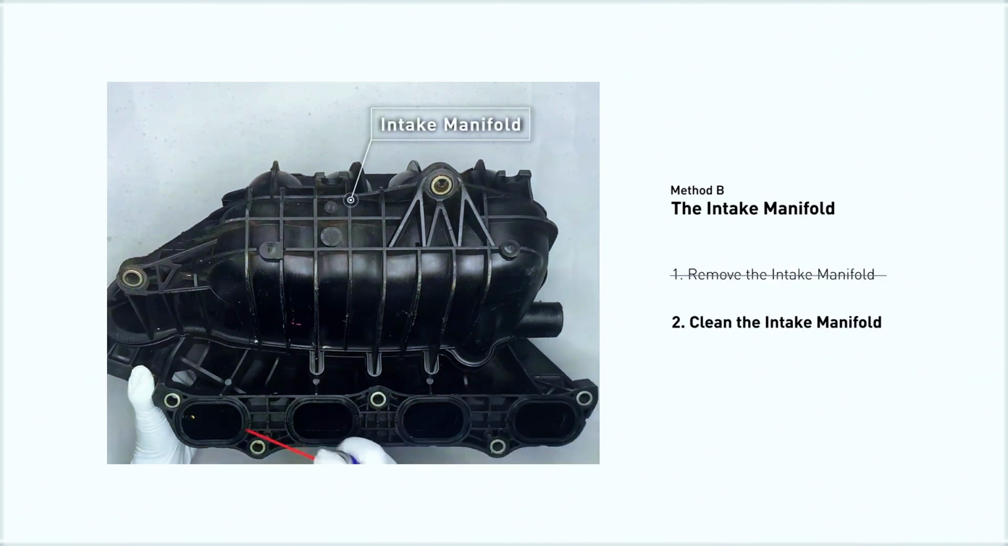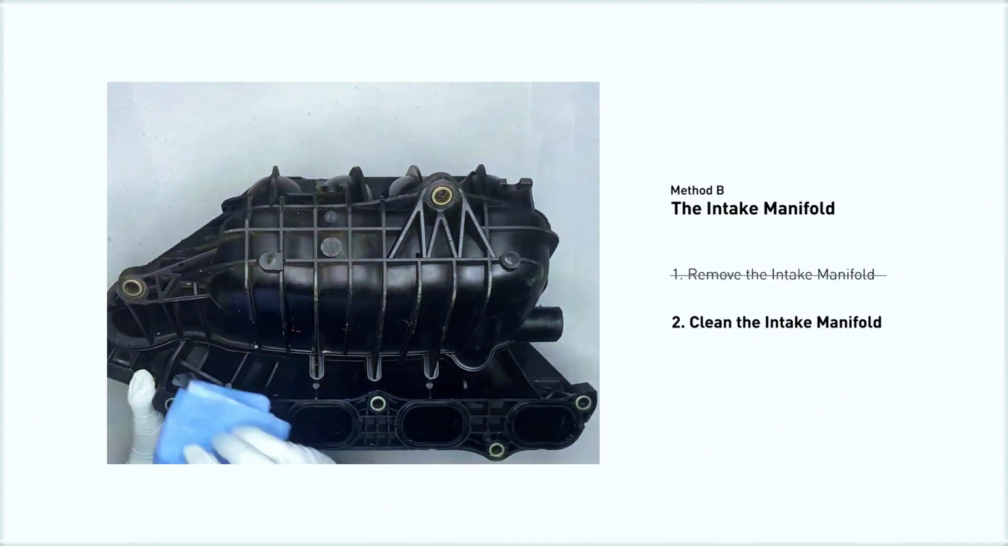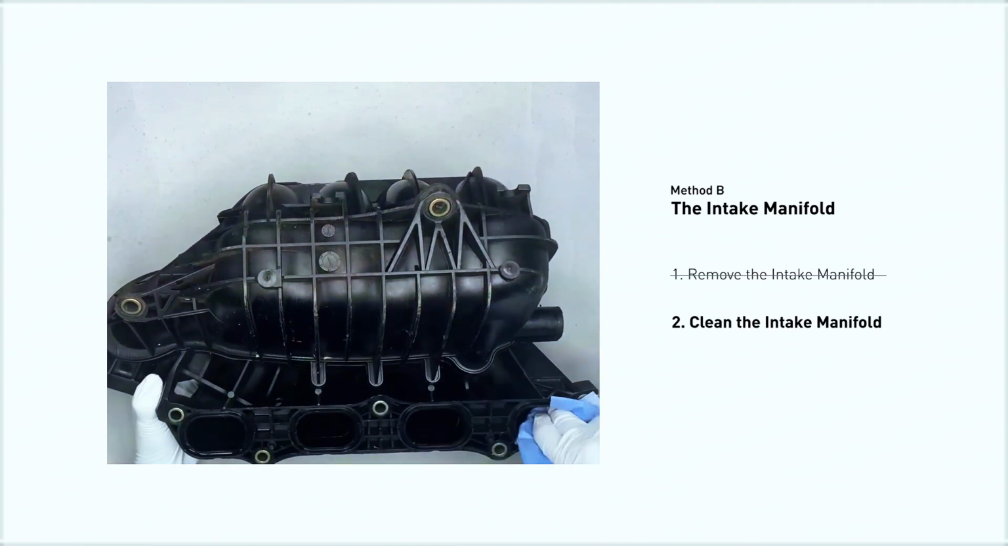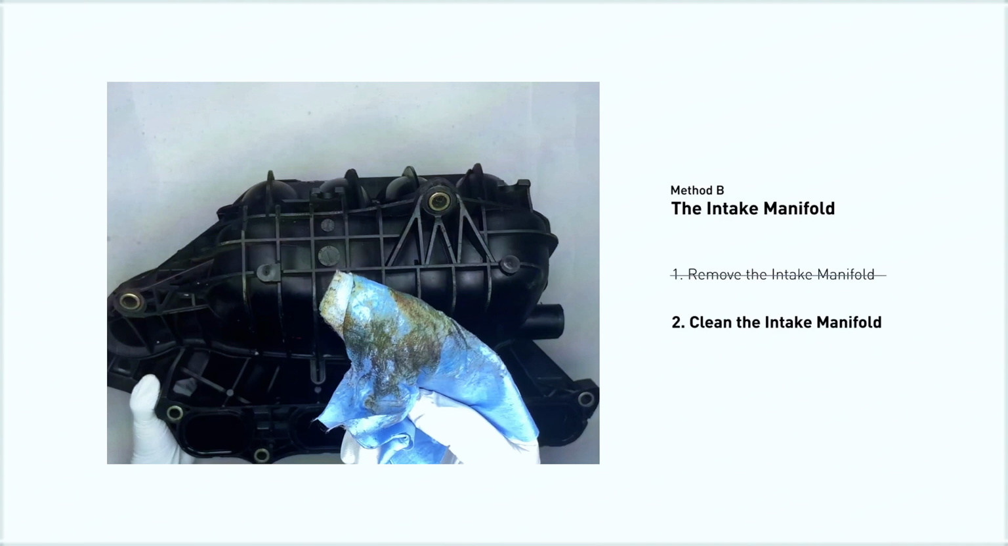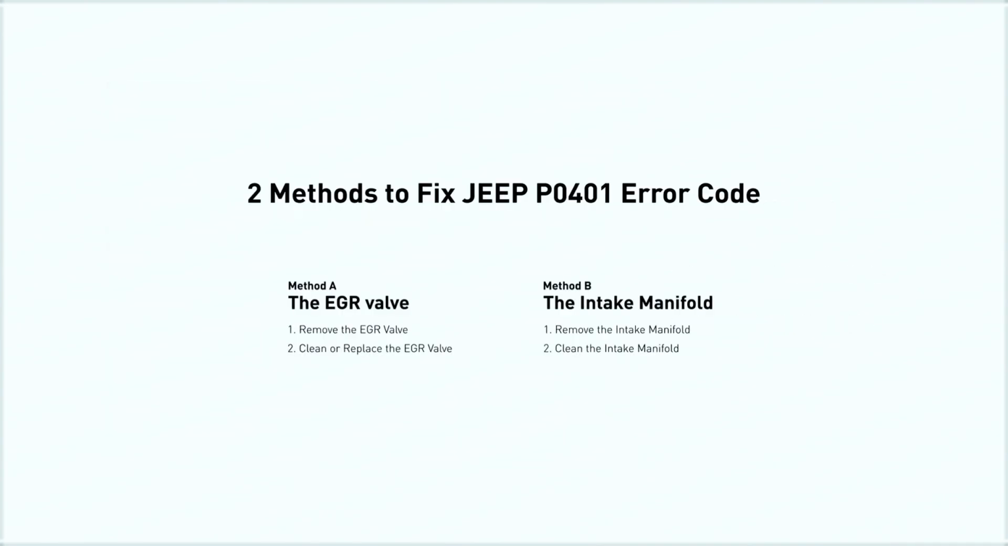Use the WD-40 cleaner to clean up the crud inside the intake manifold, and wipe it well to make sure all the carbon buildup is now removed. Reinstall the intake manifold back after the cleaned intake manifold has dried. So here are 2 of the most practical solutions to fix Jeep's P0401 error code.